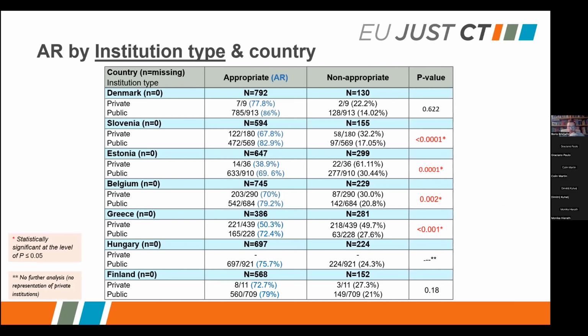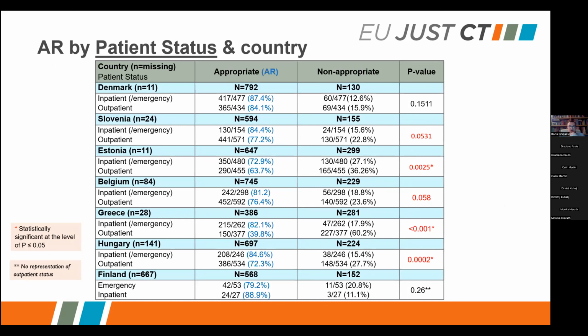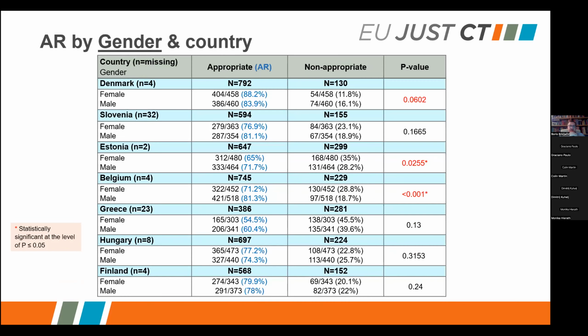In Hungary, we couldn't look at this. In Finland, there were only 11 referrals in private, so very few. In Denmark, there were only 9 in private. So in all countries where it could be done, it was clear that appropriateness rates were higher in public institutions as compared to private. Also by patient status, whether patients are inpatients or outpatients, statistically significant differences were much higher in inpatients. Looking at gender, there were some differences between female and male that were statistically significant in 2 countries.